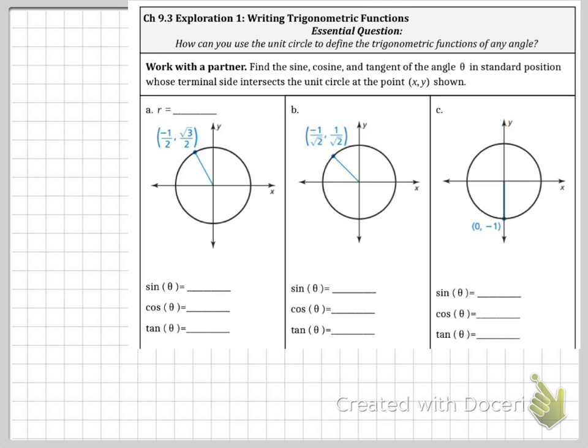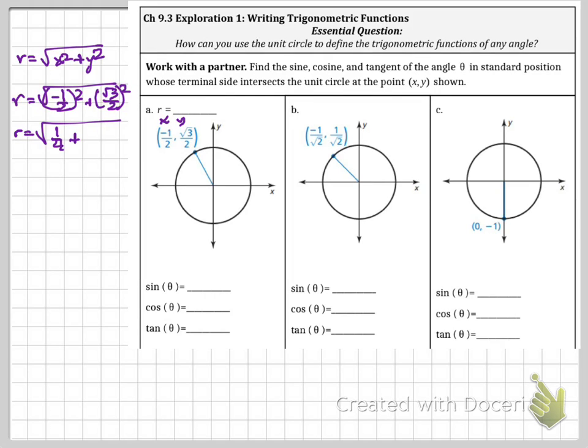So let's first find the radius. The radius said that it was r equals the square root of x squared plus y squared. And so here's x, here's y. So the radius equals the square root of (-1/2) squared plus (square root of 3 over 2) squared. So that's going to be 1/4 plus 3 over 4. This is the square root of 4 over 4, or the radius equals 1. Okay, so the radius equals 1.